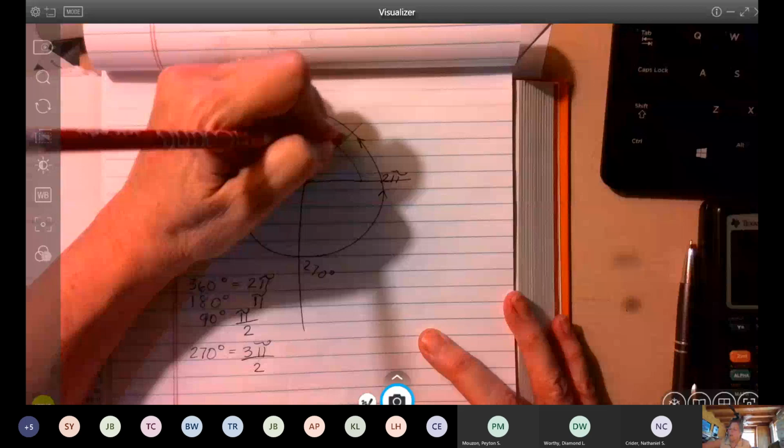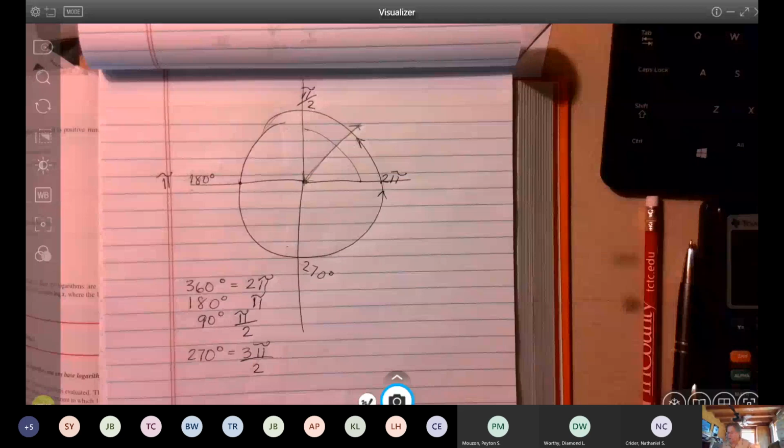My granddaughter's been in here with my colored pencils. I'm sorry. I'm trying to find colors.